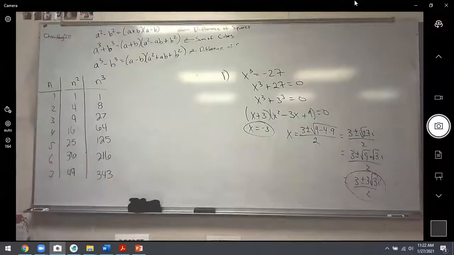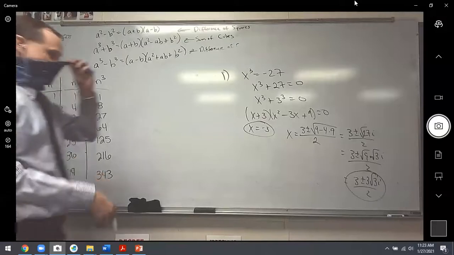And there's nothing else we can do. Nothing reduces. There's 3's on top and a 2 on bottom. They don't have anything in common. I can't reduce anymore. So there's all 3 answers: -3, (3 plus 3 square root of 3i) over 2, and (3 minus 3 square root of 3i) all over 2. And that's it. Okay, so break it down.